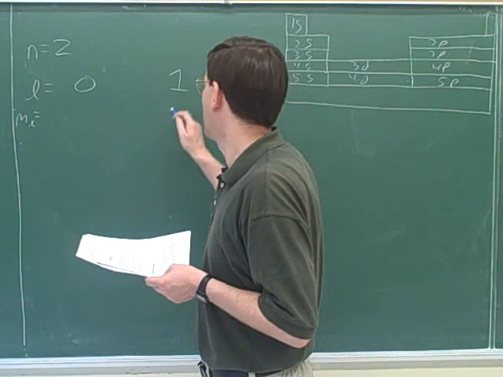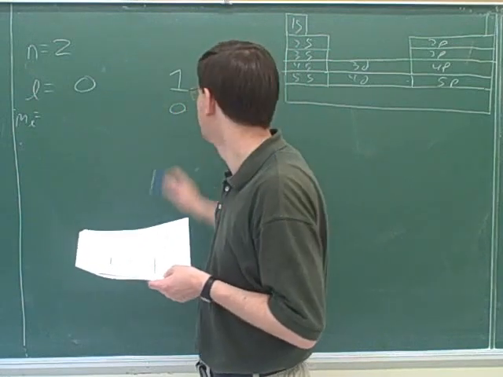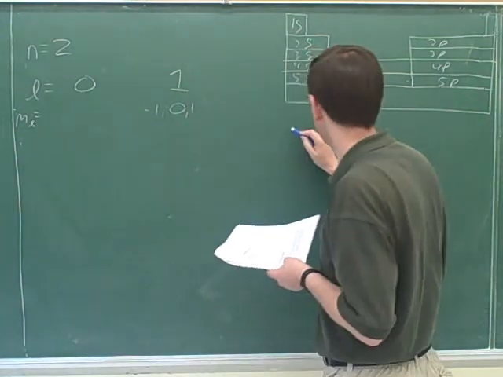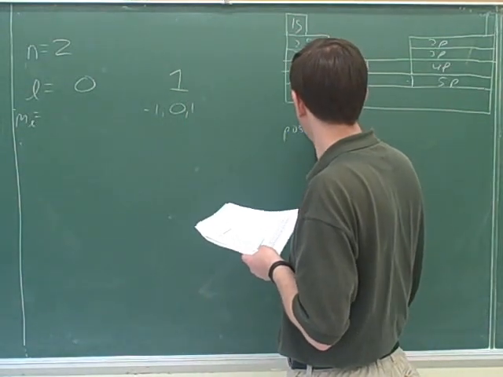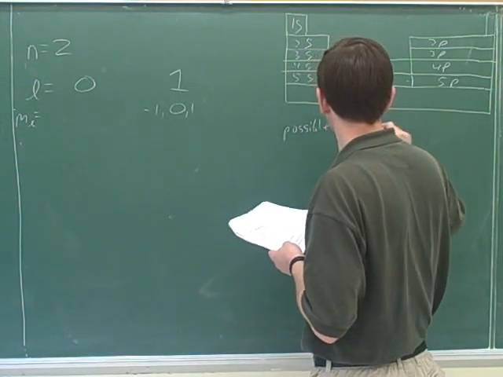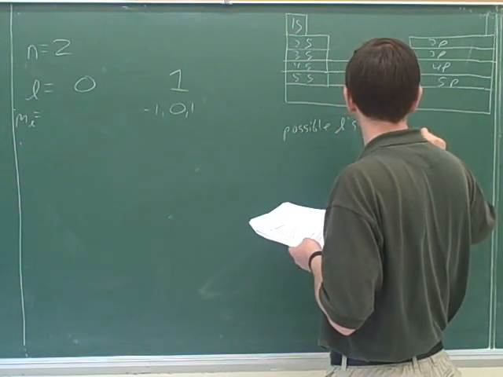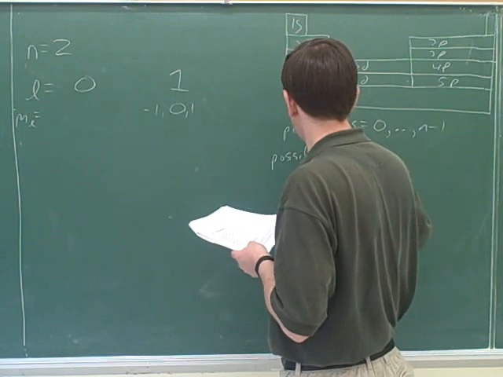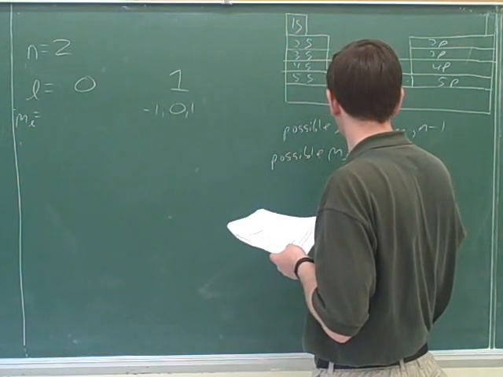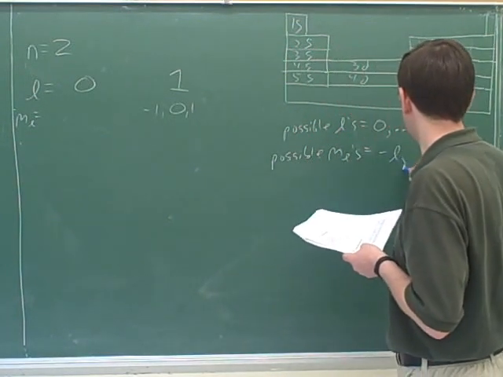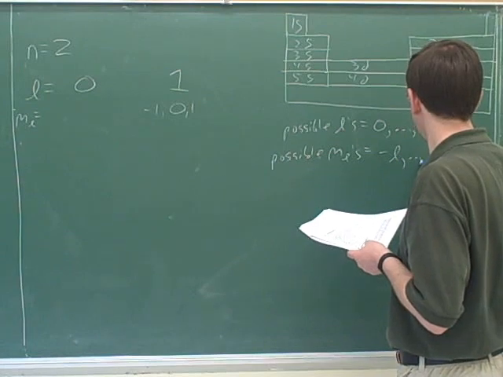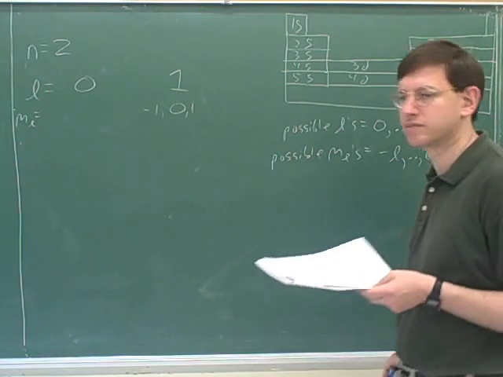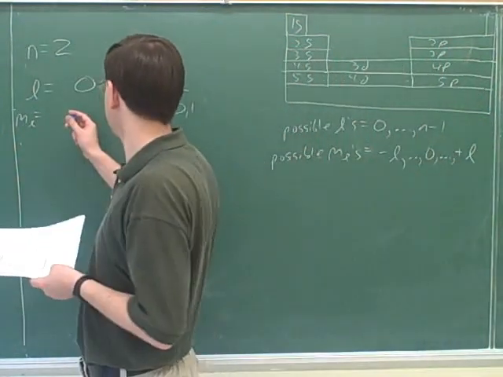The m sub l's are always centered around 0, and they go from negative L to positive L. The possible l's go from 0 to n minus 1, and the possible m sub l's go from negative L to 0 to positive L. All right, now this is a little bit trickier.